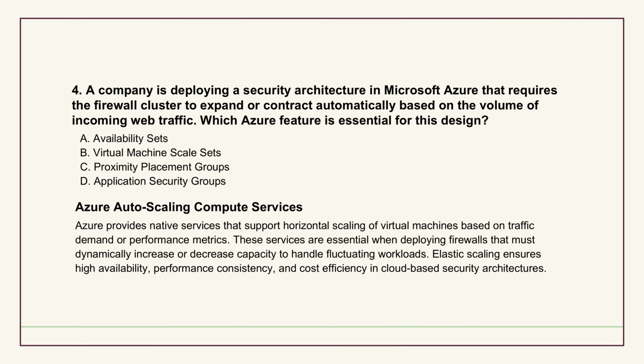Now we need the network itself to handle traffic dynamically. Let's look at a critical scaling scenario in Azure. Okay. Imagine a company prepping for peak web traffic, maybe a big product launch or Black Friday. They need their firewall cluster to automatically expand or contract based on the volume of traffic coming in. What essential Azure feature makes that possible?